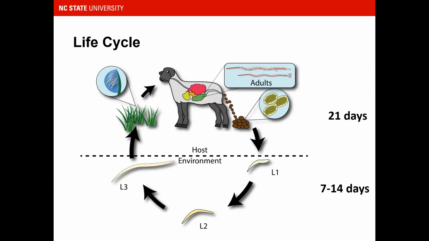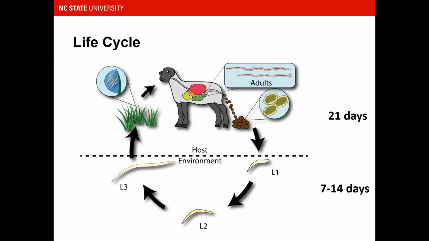environment. Those eggs then hatch into the L1 larval stage, and it goes through several molts until it reaches the L3 or the infective stage. That period in the environment from hatching to the L3 stage can take anywhere from 7 to 14 days. That's very dependent on the environment and the climatic conditions, and really hot, humid conditions can make it faster than that.